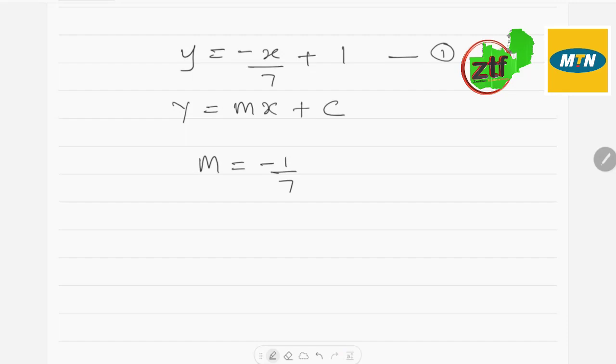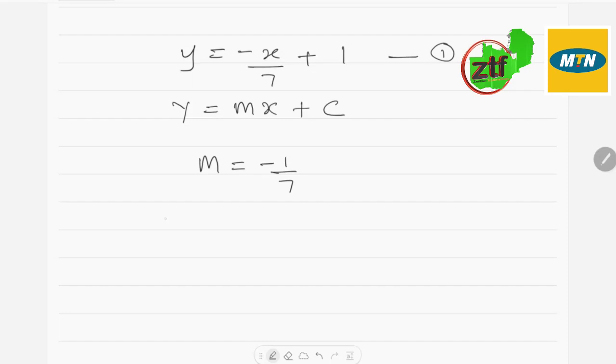Okay? Because -7 is the coefficient of x. If you are comfortable with calculus, then what you do is you simply find the gradient, or the derivative, of y, which is equation 1, with respect to x. Differentiating the term -x over 7 with respect to x, we get -1 over 7, and the derivative of a constant is equal to 0. So using the equation of a straight line, and using differential calculus, we can still find our gradient as -1 over 7.